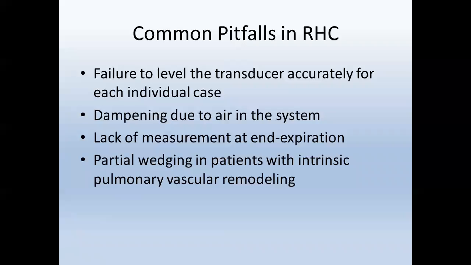So this is all good, this is all normal, right? So what are the common mistakes made during right heart catheterization? The first and foremost is failure to level the transducer accurately for each individual case. The pressure measurement is all relative to atmospheric pressure. Right? When I say right atrial pressure is 3 to 6, I'm saying it's 3 to 6 millimeters above atmospheric pressure. So you have to calibrate your system to atmospheric pressure. If we don't do that properly, then every measurement is going to be affected.